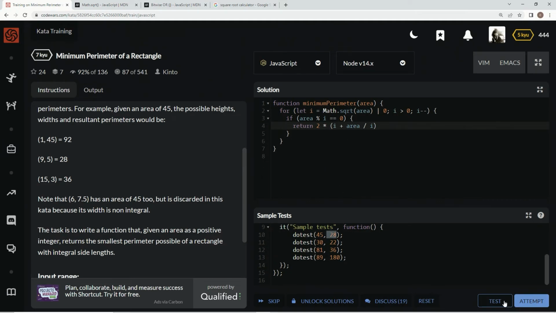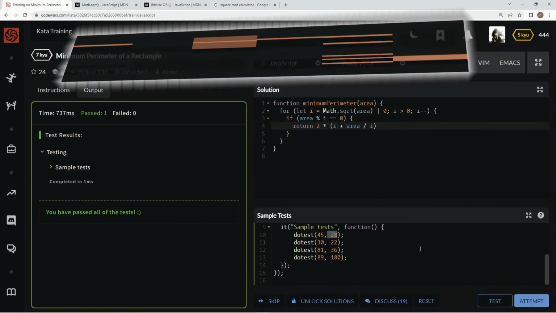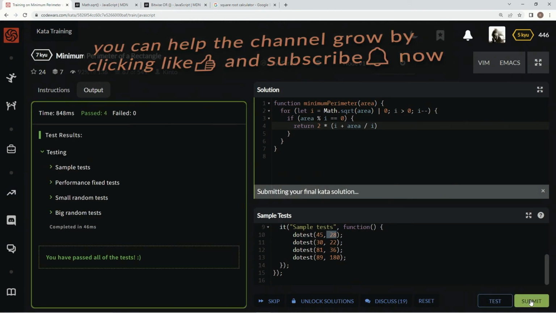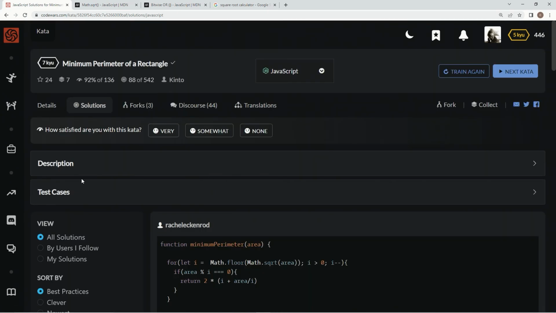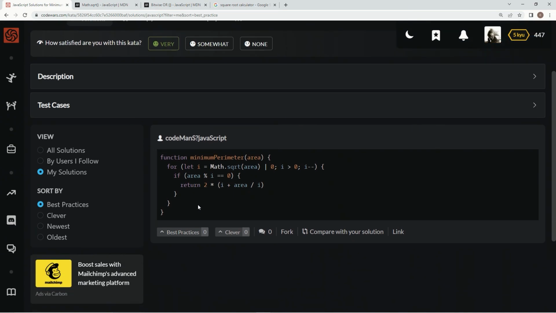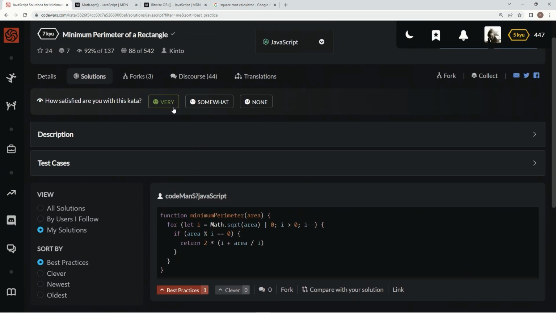So let's see if this works. Test it out. All right, there we go. Attempt it. All right, submit it. Very much like this one, it looks pretty much exactly like Rachel Eckenrod's answer. Let's go to my solution. Best practice in my opinion. Very much like this one, and we'll see you next time.